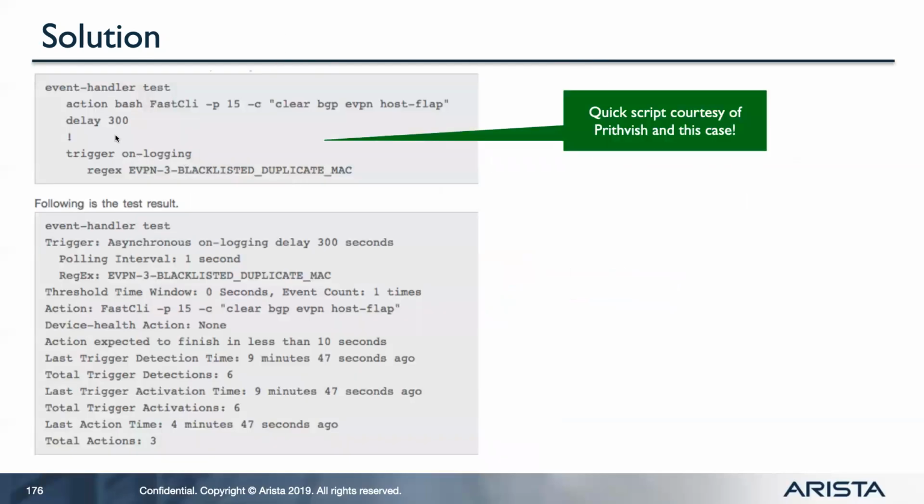Okay. And you can also use this event handler where you wait for 300 seconds and then clear the BGP EVPN host flap. So after 300 seconds, you just clear the BGP EVPN host flap blacklist, remove it from the blacklist, to see if there is no problem, then it will start working.